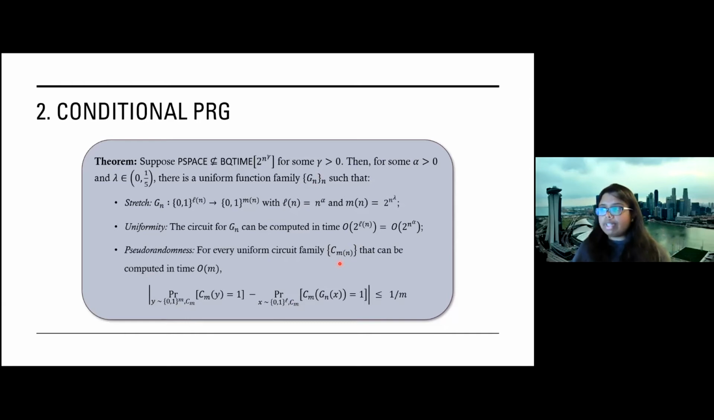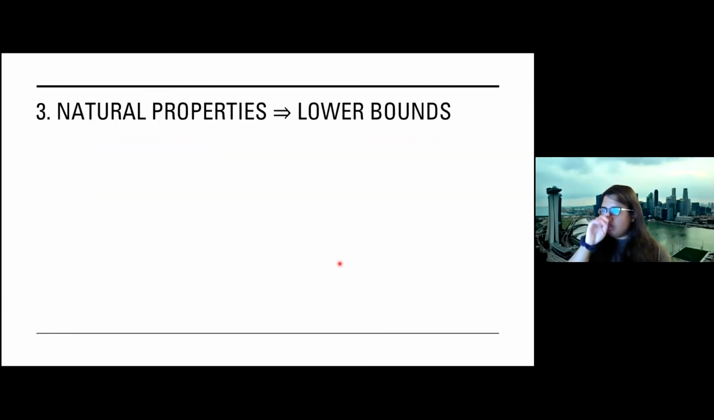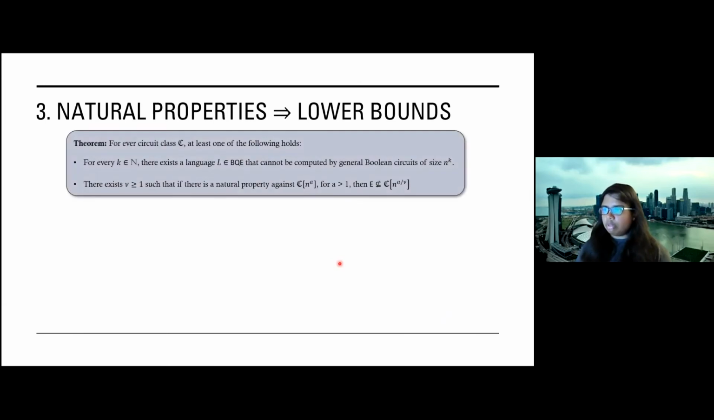I may not have time to go into the construction, so I will leave it at this here. And let's go to the third step. And if time permits, I can come back into the details of the construction itself. So now we need to do the third step, essentially to connect these natural properties and extract lower bounds out of it. So let's see what the formal statement for that is.